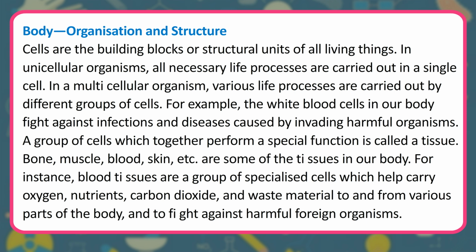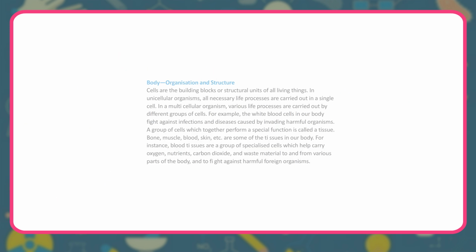A group of cells which together perform a special function is called a tissue. Bone, muscle, blood, skin, etc. are some of the tissues in our body. For instance, blood tissues are a group of specialized cells which help carry oxygen, nutrients, carbon dioxide, and waste material to and from various parts of the body, and to fight against harmful foreign organisms.